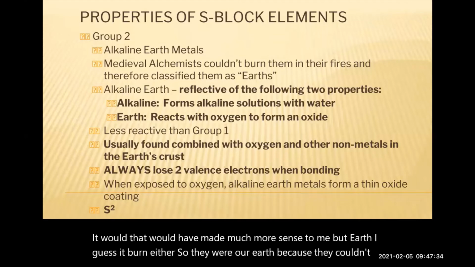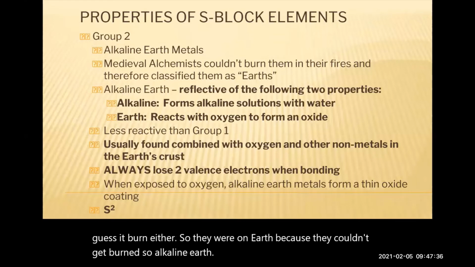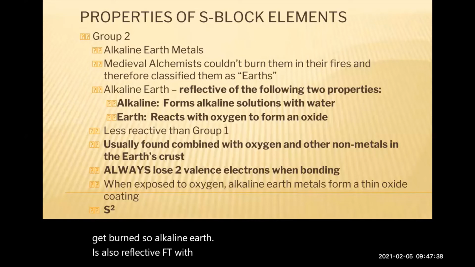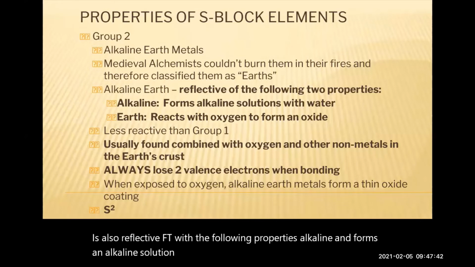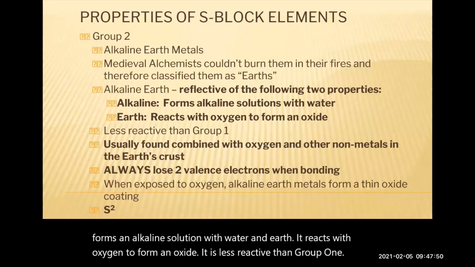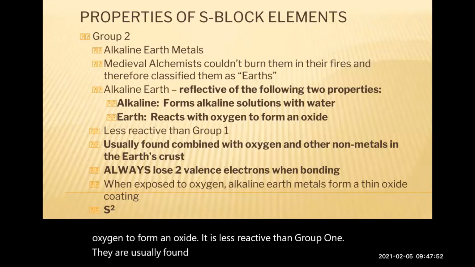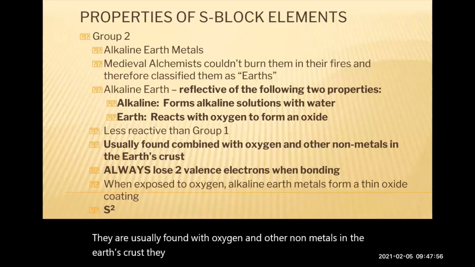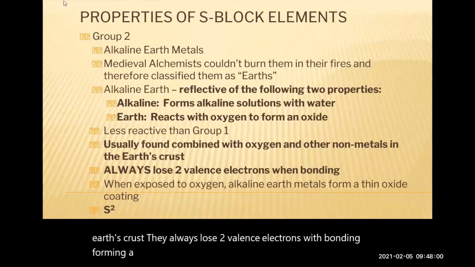So alkaline earth is also reflective of two of the following properties. Alkaline, it forms an alkaline solution with water. And earth, it reacts with oxygen to form an oxide. It is less reactive than group 1. They're usually found with oxygen and other non-metals in the Earth's crust. They always lose 2 valence electrons with bonding, forming a 2+ cation.